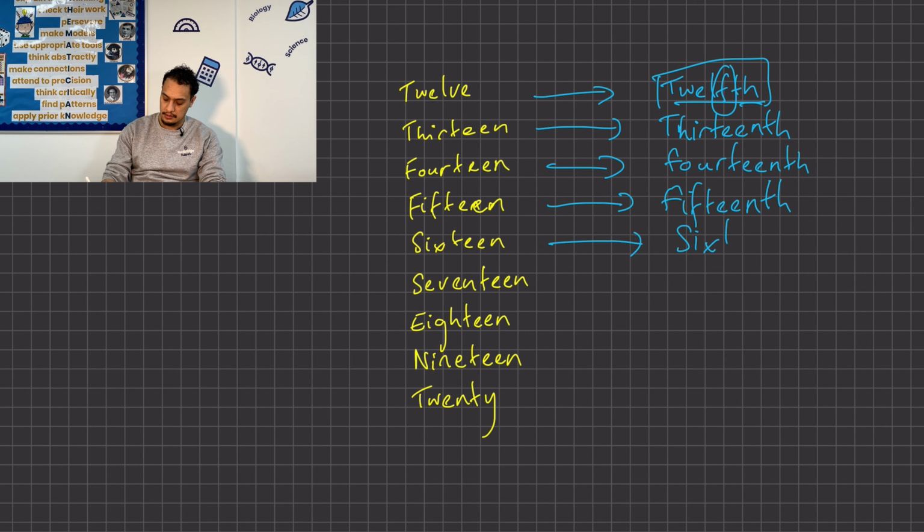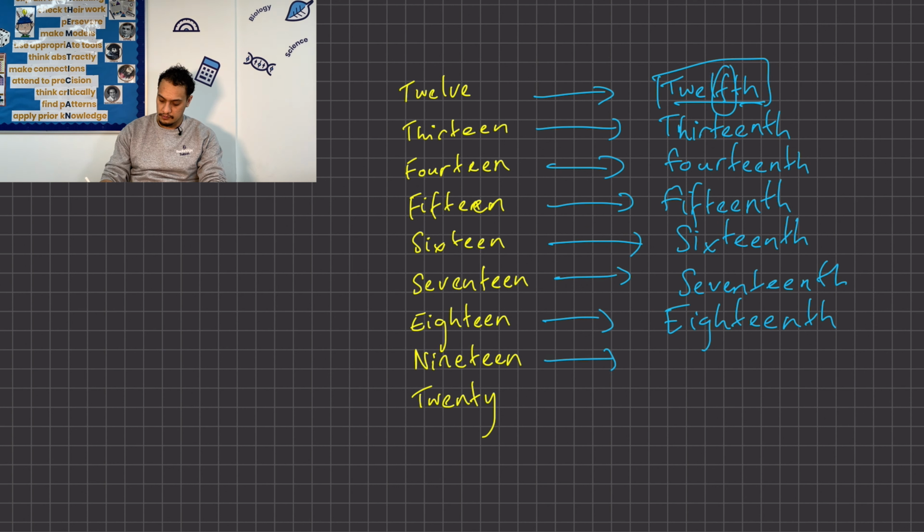16 becomes 16th. 17, we just add th on the end. 18, we add th on the end. 19 becomes 19th. And then 20, this one's a bit more complicated.